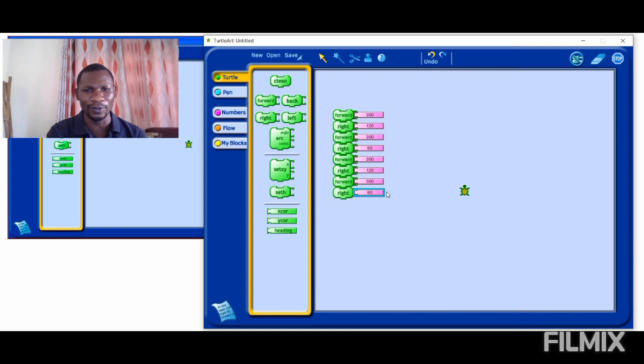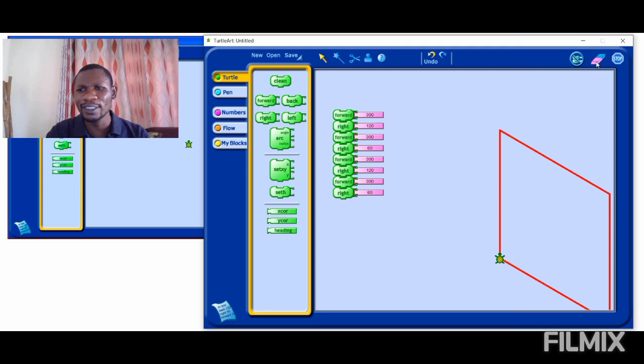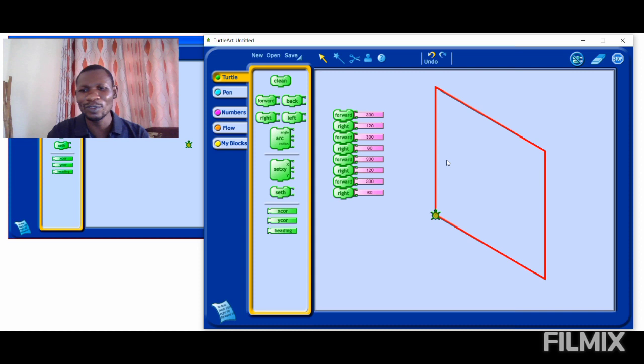So when we draw, if you double click here, you shall have now a complete and a beautiful rhombus. This is a beautiful rhombus. Opposite angles are equal and opposite sides are equal. I think it is very easy for you. You only follow what is written here. Forward, right, forward, right, forward, right, forward, right. So you make sure you make four sides and four angles.